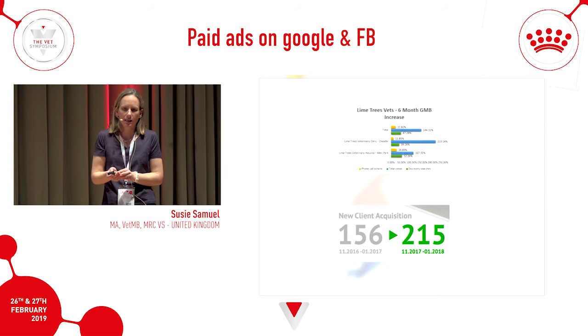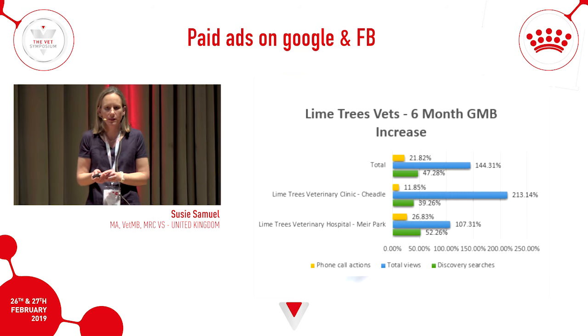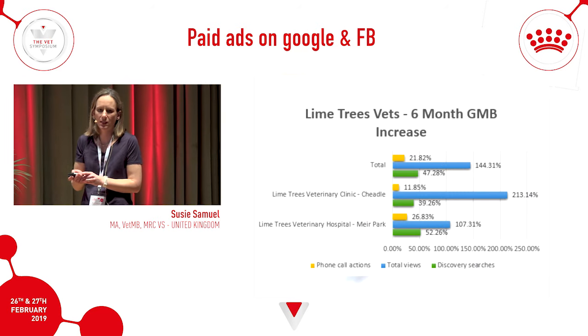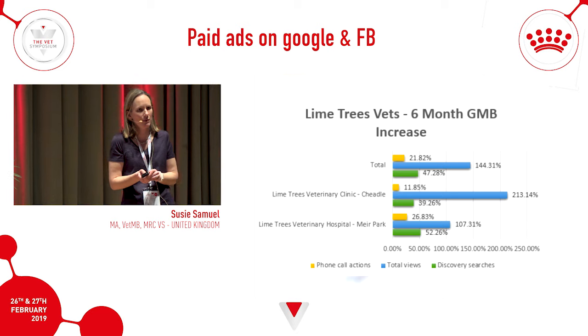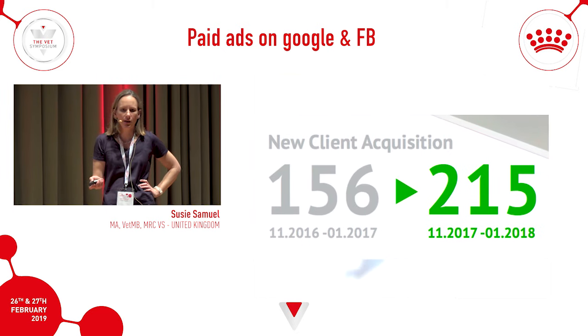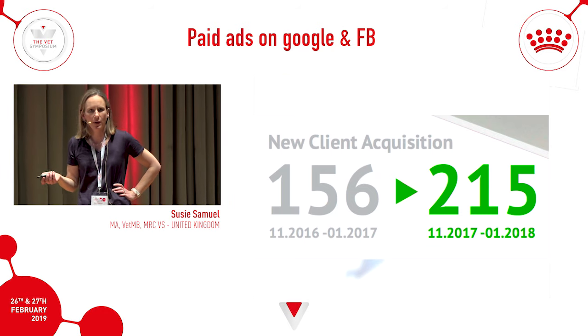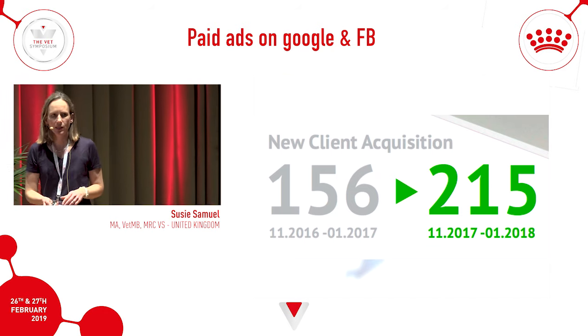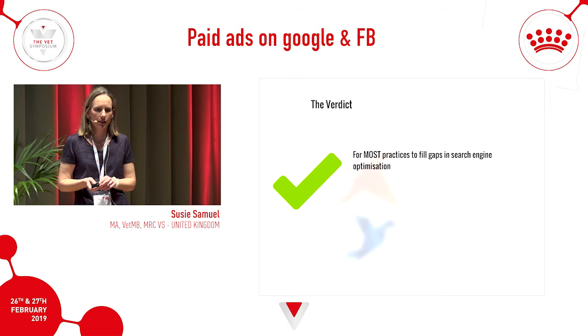And this was in the space of 6 months. So in 6 months, they were shown 150% more times in Google My Business, so in that box. And their new client acquisition went up by almost a third. So search engine optimization really does work.